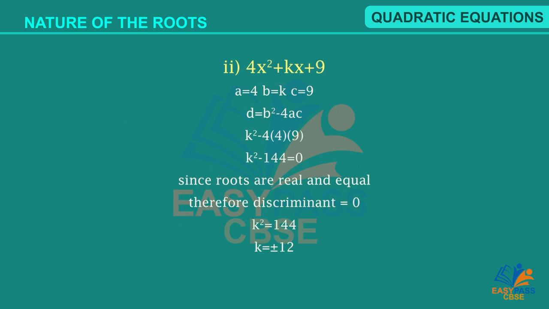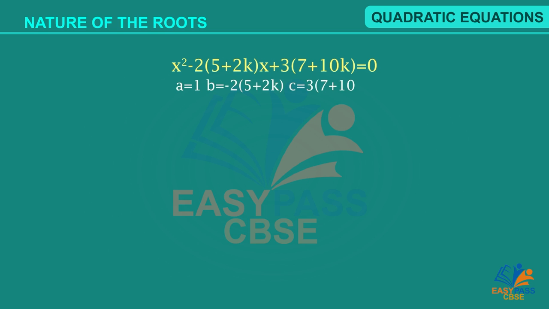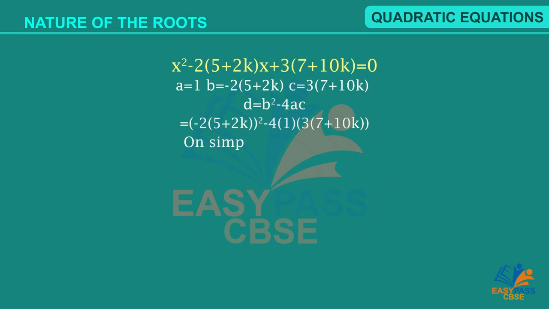Next, same model. The equation changes to x square plus 2 times (5 plus 2k) x plus 3 times (7 plus 10k) is equal to 0. Here a is equal to 1, b is equal to minus 2 times (5 plus 2k), c is equal to 3 times (7 plus 10k). The discriminant b square minus 4ac is minus 2 times (5 plus 2k) whole square minus 4 times 1 times 3 times (7 plus 10k). On simplification, you get 16k square minus 40k plus 16.